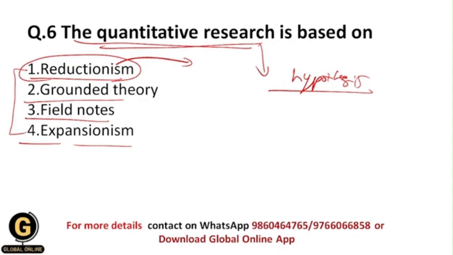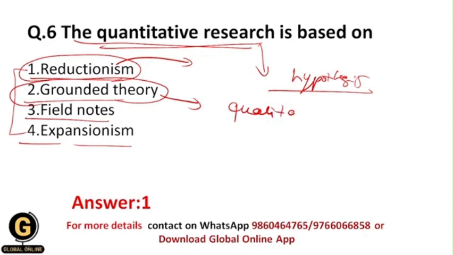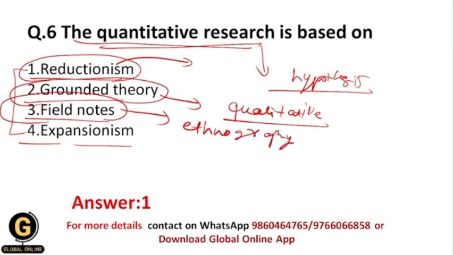Here basically we are going to do reductionism, and that's why the correct answer to this question is 1, that is reductionism. That's why quantitative research is based upon reductionism. Grounded theory is one of the research types of qualitative research, within which we are going to formulate a theory. Field notes is the data collection method which we can use while doing ethnography. And expansionism means that we are going to convert the simpler things into the complex things, which is exactly the opposite of what quantitative research basically does. And that's why the correct answer over here is 1.